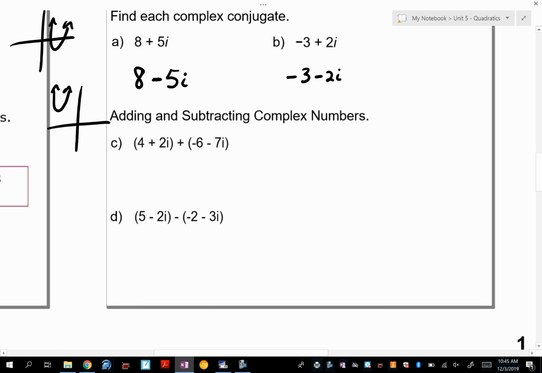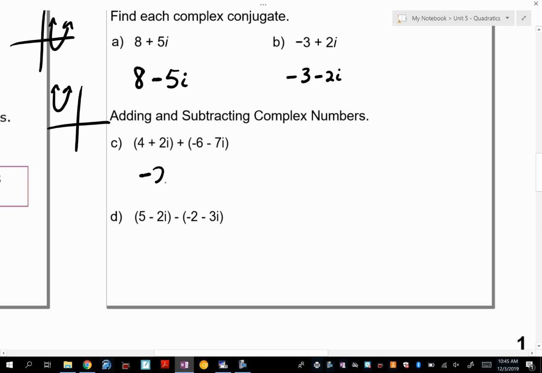Okay, let's look at adding and subtracting. So let's start slow here. Dominic, you wanted to ask about division. We'll get there. Let's first look at adding. Look at this problem. This says 4 plus 2i plus negative 6 minus 7i. The reason this is going to be simple for you is because it's just adding like terms. What is 4 plus negative 6?